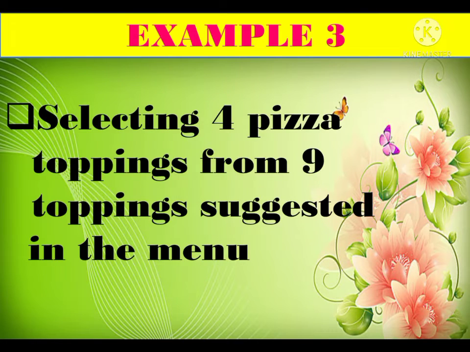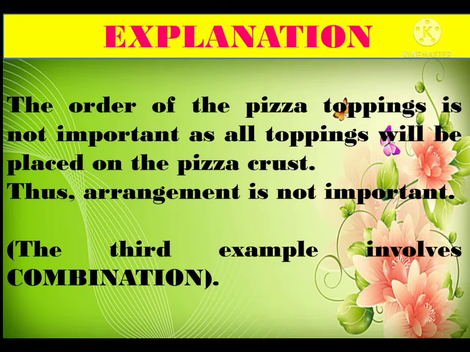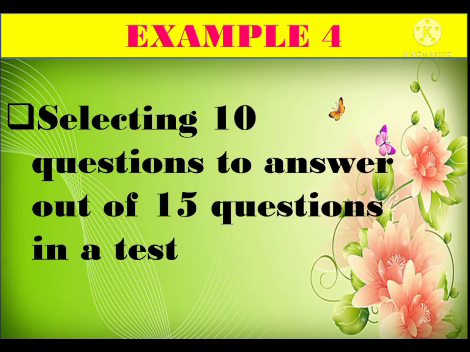Example number 3. Selecting 4 pizza toppings from 9 toppings suggested in the menu. The order of the pizza toppings is not important as all toppings will be placed on the pizza crust. Thus, arrangement is not important. The third example involves combination.